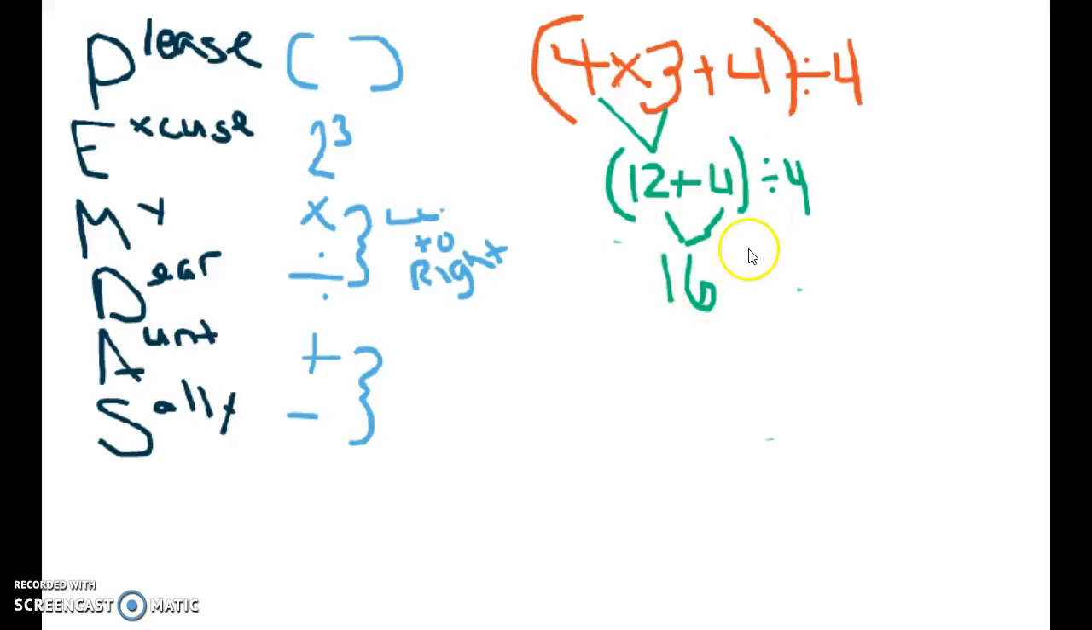And then we need to rewrite this and simplify it and say 16 divided by 4. Okay, so what is 16 divided by 4? Well, I know that's going to be 4. So if you notice, we had the same equation, we just moved around the parentheses a little bit, and each time our answer was a little bit different.